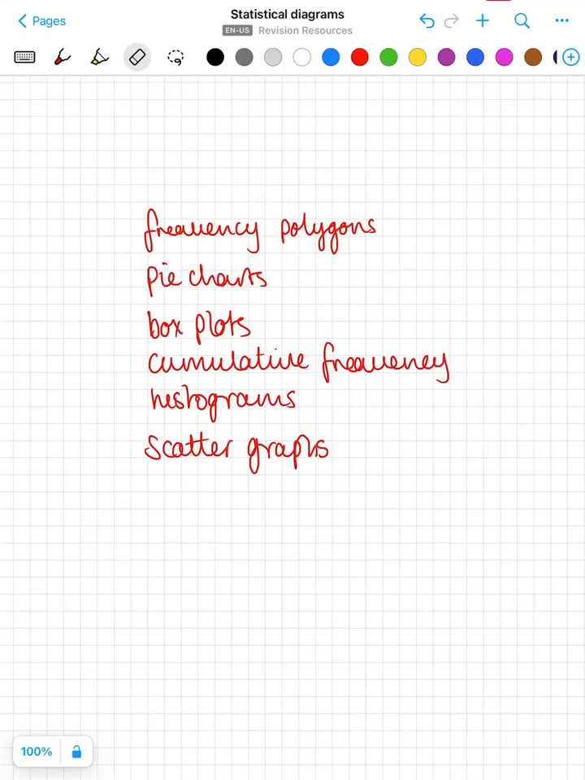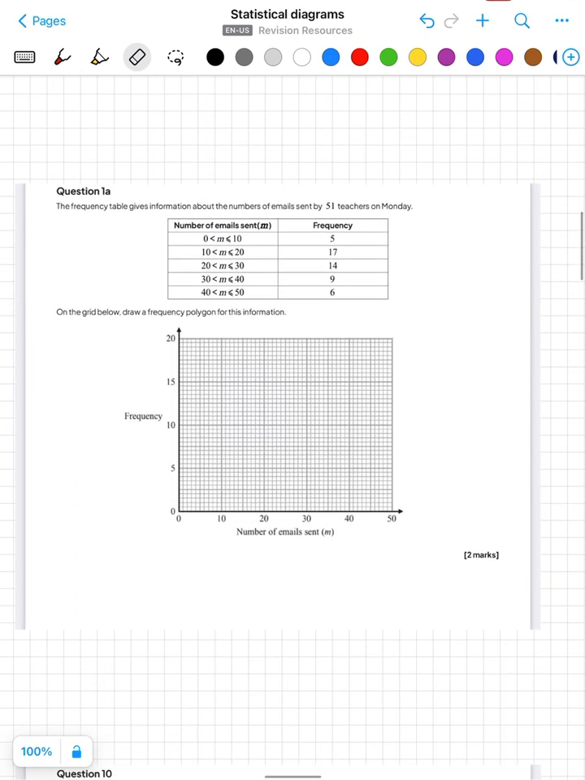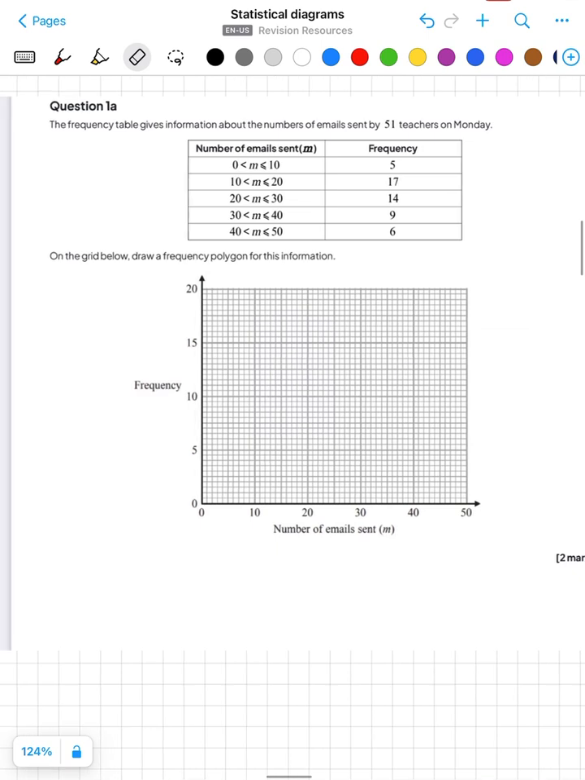In this tutorial, we are looking at all of the various statistical diagrams, including frequency polygons, pie charts, box plots, cumulative frequency curves, histograms, and scatter graphs. Let's begin with frequency polygons. Frequency polygons are graphs that use grouped data.